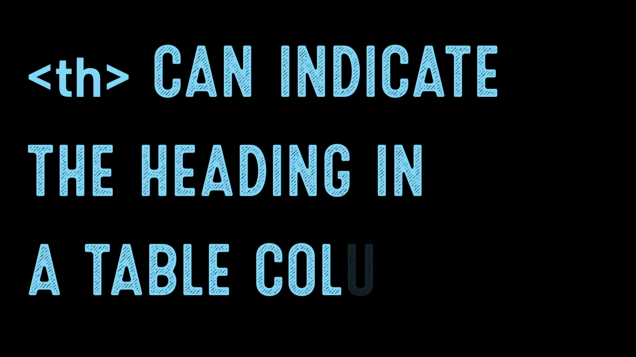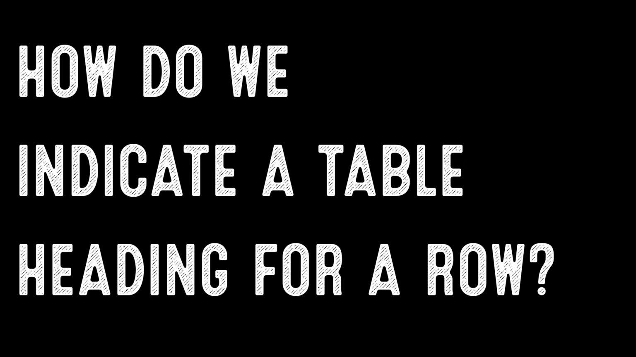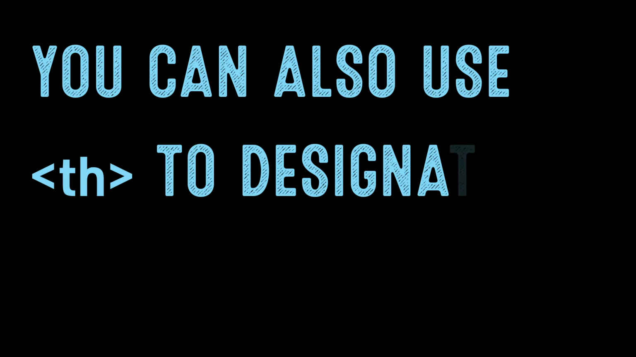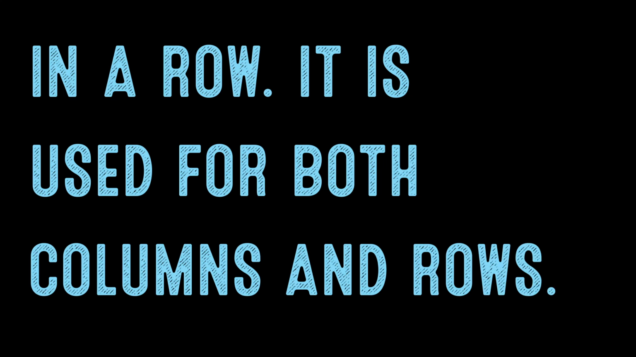The daily code snippet. The th element can indicate the heading in a table column. How do we indicate a table heading for a row? You can also use the th element to designate a table heading in a row. It is used for both columns and rows.